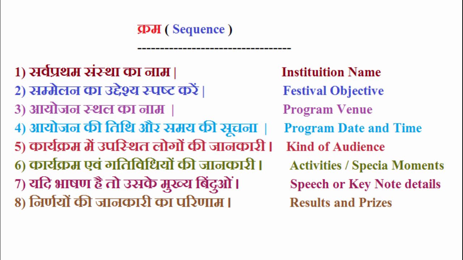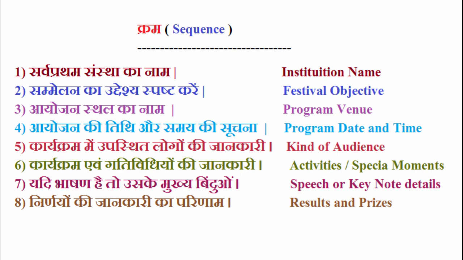Number 6, कार्यक्रम में उपस्थित लोगों की जानकारी. Okay, here you have to include the kind of people who were there, the visitors, the invitees. So you have to write which kind of atmosphere was there. If it is meant only for students, then students were there, and if it is a parents function, then students and parents were there, or if it is only for selected students, then selected students were there. So you have to write what kind of audience was there.